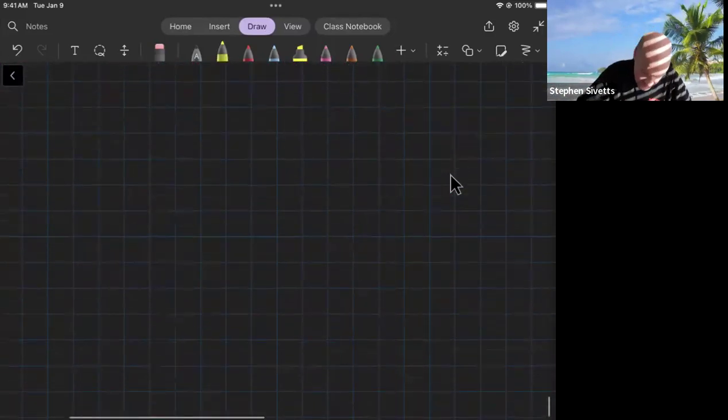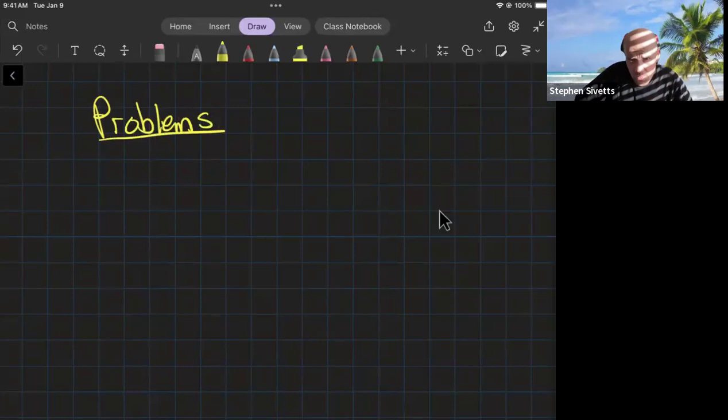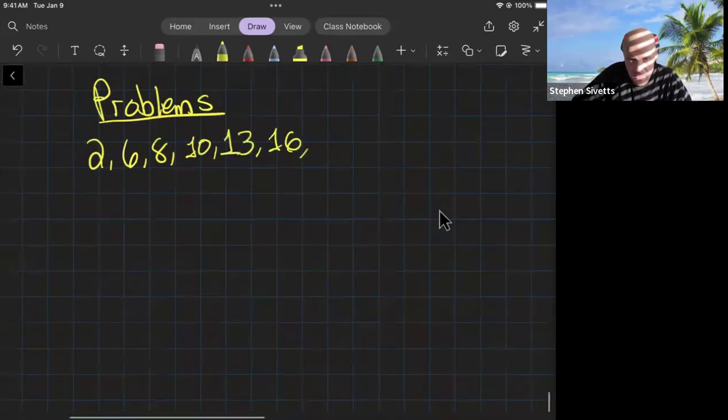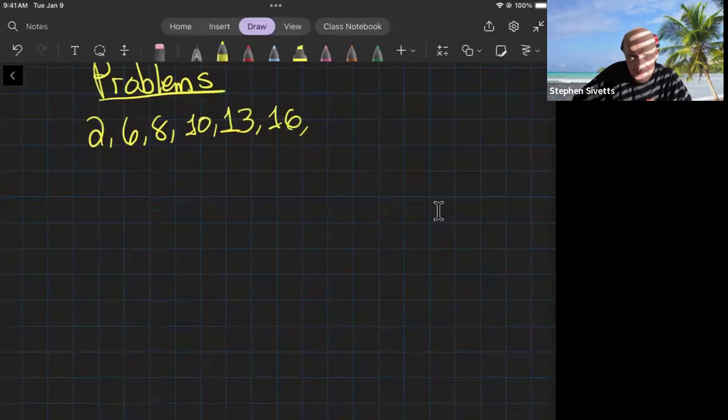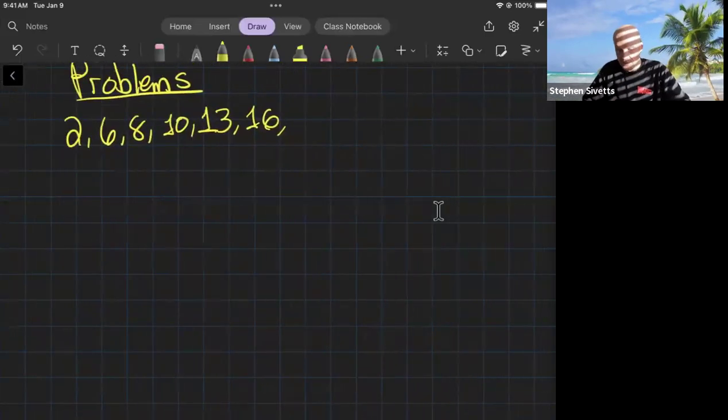Hopefully this makes sense. So here are some problems for you to check for comprehension. I hope these problems are working out well for you. So 2, 6, 8, 10, 13, 16, and that's it.